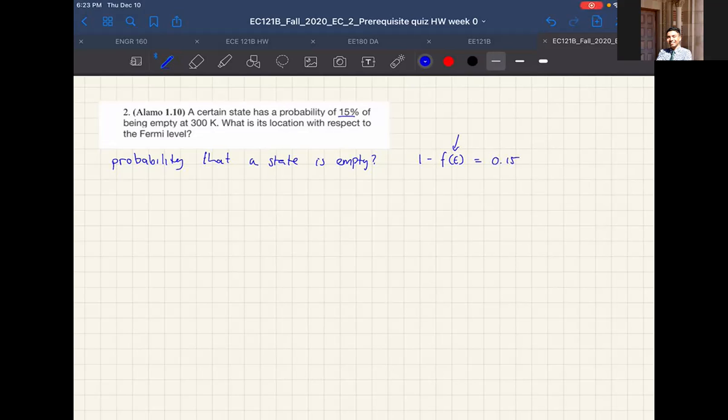So 1 minus f equals 0.15, and if you solve, the probability of occupation is equal to 0.85. Now you can use the Fermi-Dirac equation because you know the probability. That will be 1 over 1 plus the exponent of (E minus EF) over kT. You know that this is equal to 0.85.